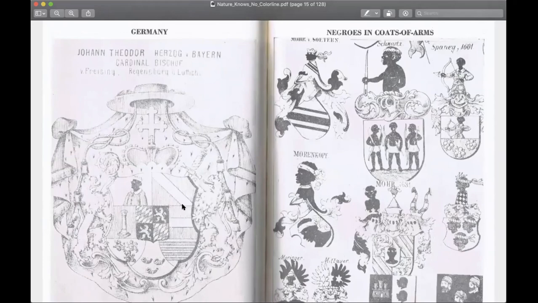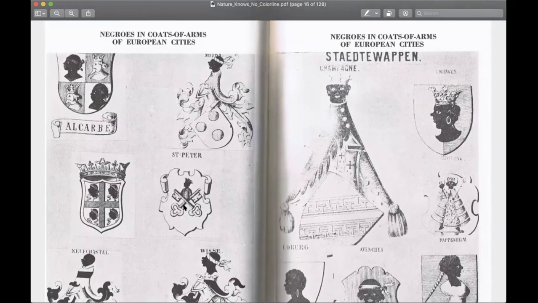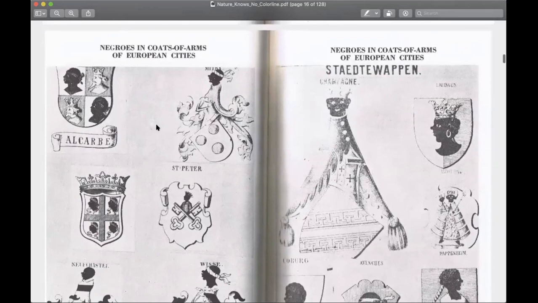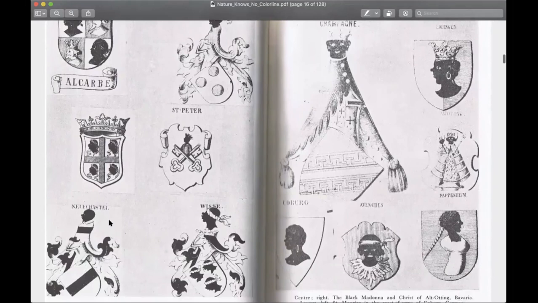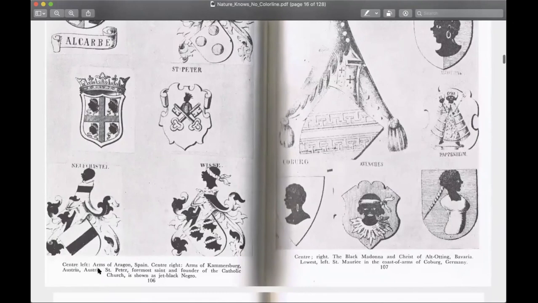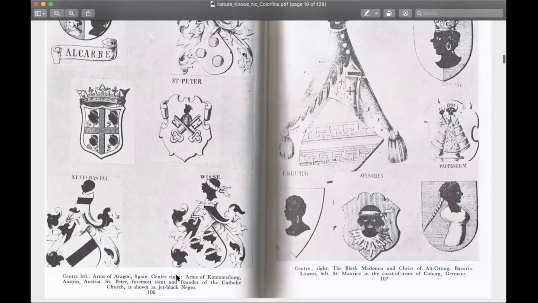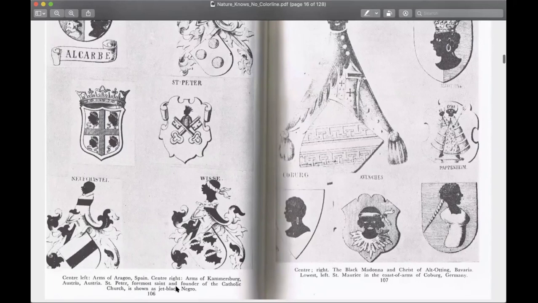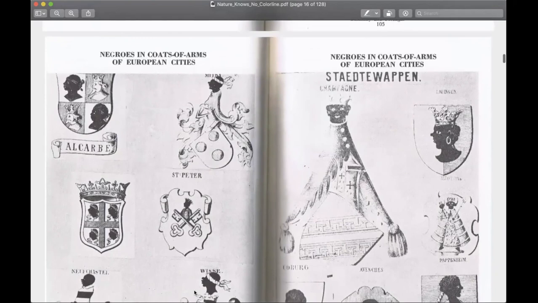We got another one right here. Negroes in coats of arms of European cities. Alcarbi, St. Peter, Mitri, Neo Quastel, Wise. All right, the Wise family. You see all these family crests. Center left, arms of Aragon, Spain. Aragon, right? Center right, arms of Kammersburg, Austria. St. Peter, foremost saint and founder of the Catholic Church, is shown as a jet black Negro. All right, St. Peter, a Negro. Jet black Negro, St. Peter, over here.